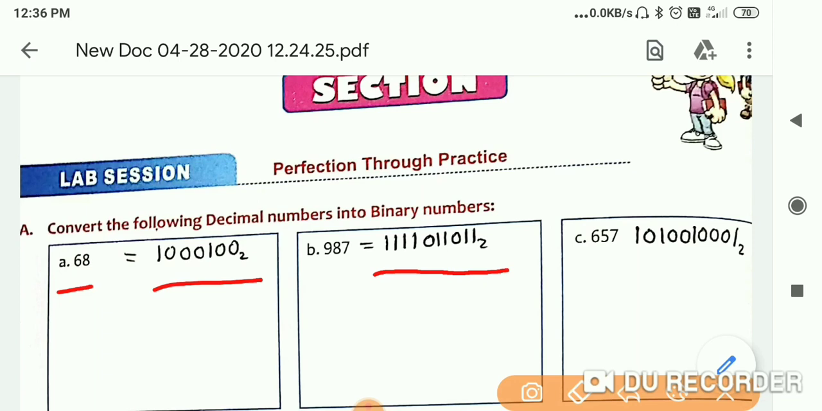The third one is 657. So the number will be converted to binary and it will come 1010010001. So please check the answers.